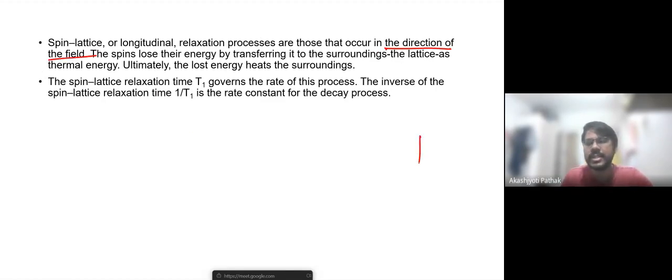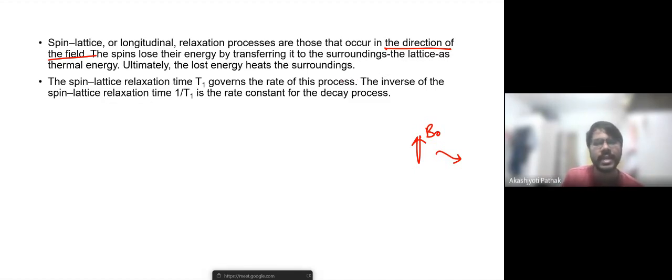So your field is in the z direction, B naught. The relaxation process which is taking place in the z direction, or in the direction of the field, is called the spin lattice or the longitudinal relaxation. The spins lose their energy by transferring it to the surroundings. So that interaction between the spin magnetic moment and the magnetic field is lost by transferring to the surrounding. That is why it is also known as spin lattice relaxation. As thermal energy, ultimately the lost energy heats the surrounding.